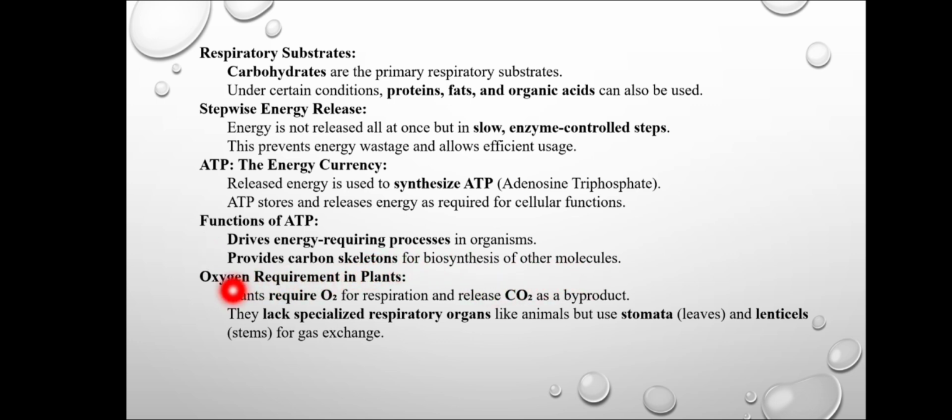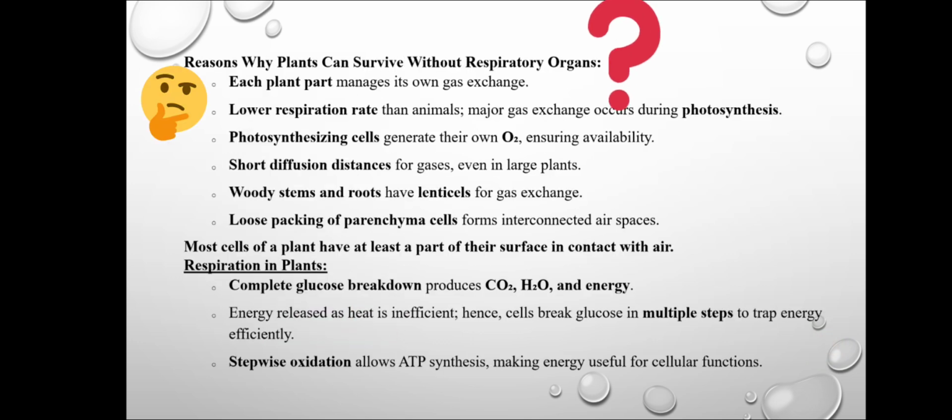Plants require oxygen for respiration, so they consume oxygen and release CO2. Plants do not have any specialized respiratory organ like animals, but they do have stomata, usually present in the leaves, and lenticels, present mainly in the stem, for gaseous exchange. Then the question arises, why can plants survive without a respiratory organ? There are several points given in that paragraph.